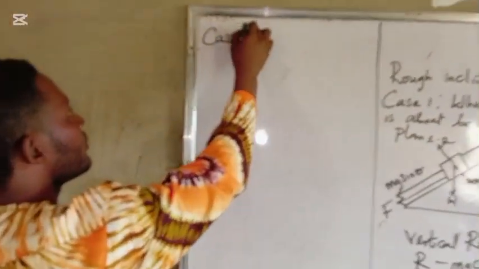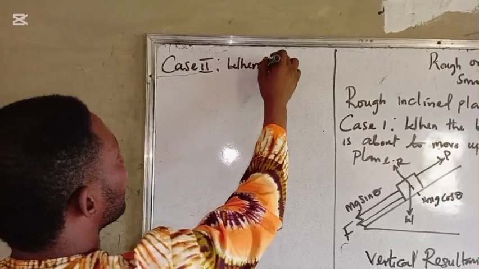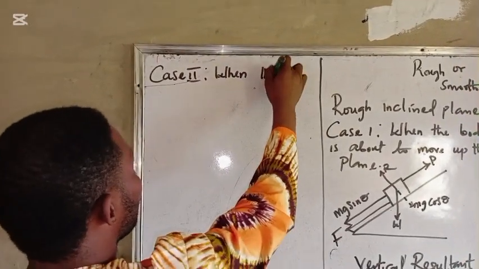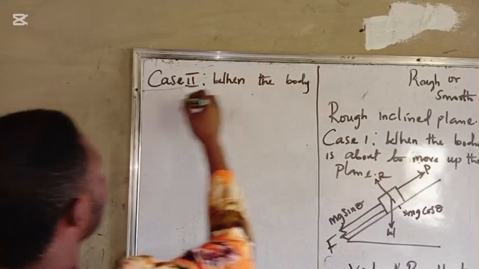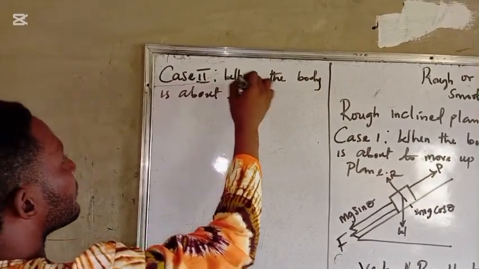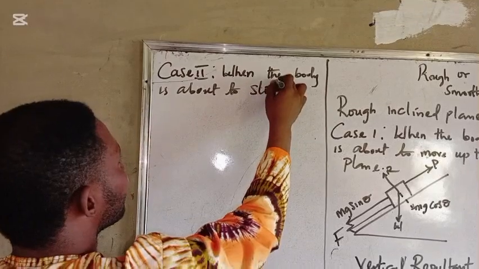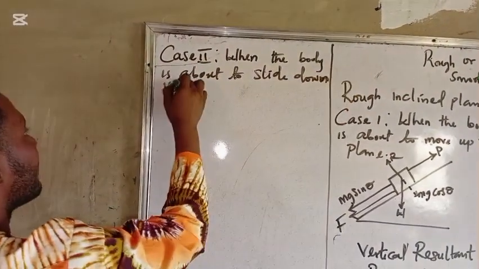The case 2 involves when the body is about to slide down the plane.